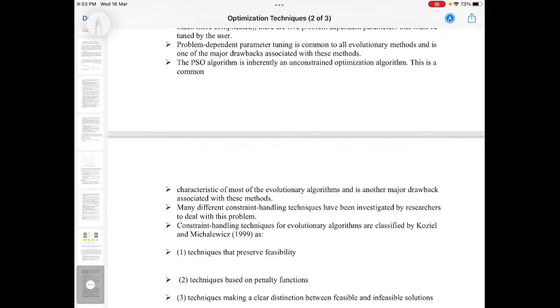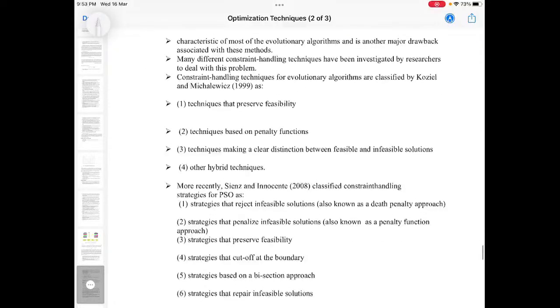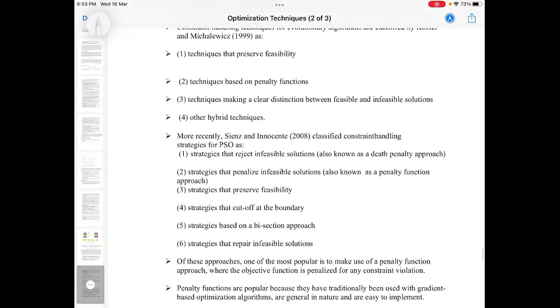Many different constraint handling techniques have been investigated by researchers to deal with this problem, and the constraint handling techniques for evolutionary algorithms are classified by Koziel and Michalewicz in 1999. These are the techniques that preserve feasibility, the techniques based on penalty functions. So earlier we have seen about penalty functions. Then techniques making a clear distinction between feasible and infeasible solutions. Then there are other hybrid techniques, and more recently Mezura-Montes and Coello in 2008 classified the constraint handling strategies for PSOs.